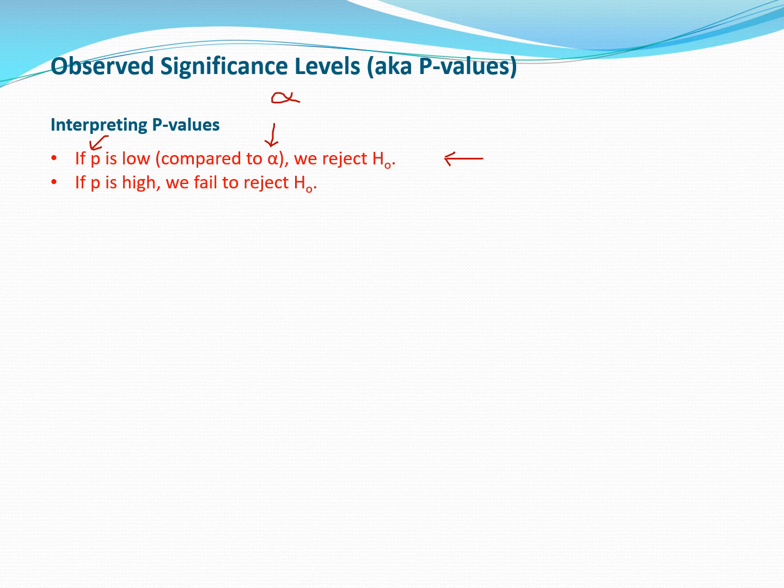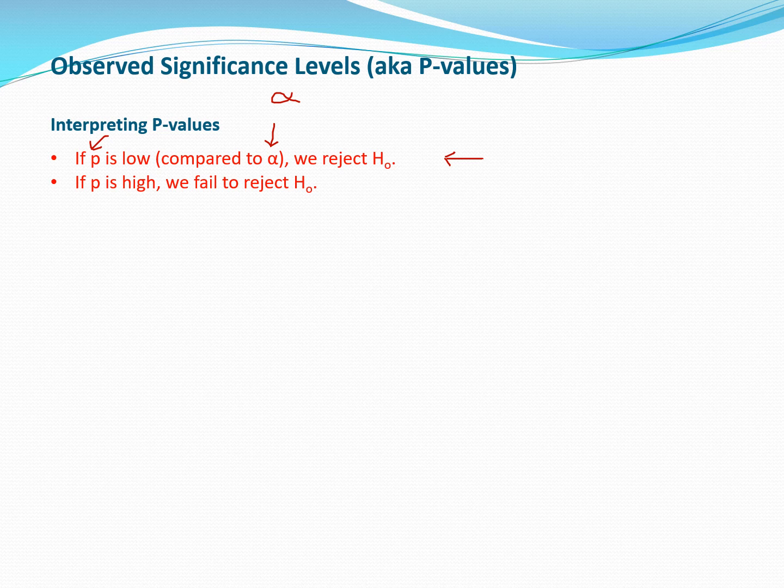And she said, when P is low, reject the H-O. And I said, no, that's not going to work. When P is low, reject the H-O. So I had a little competition in that class and in my other classes, and I was wrong. That's an easier way of remembering it. So when P is low, we reject the null hypothesis.